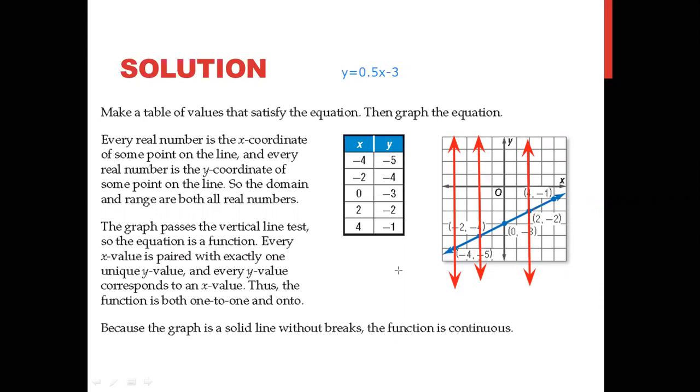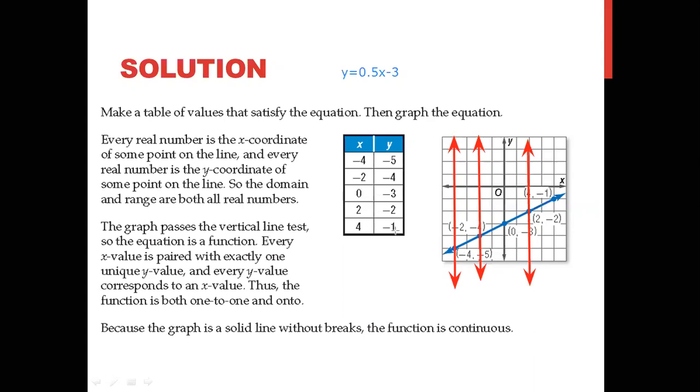The second one, what is the domain of this function? As you see, this is a straight line that goes to the right, goes to the left, goes up, goes down. That means it's all the real numbers. Up and down, all the real numbers. The domain represents all the real numbers. The range represents all the real numbers.